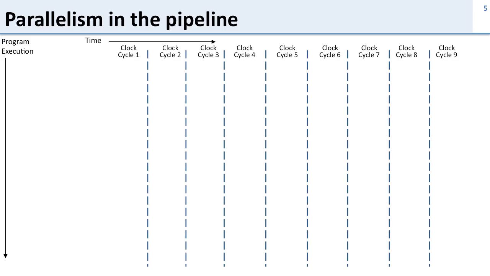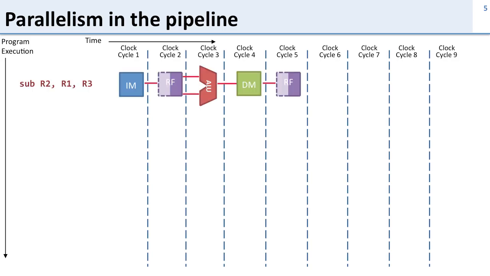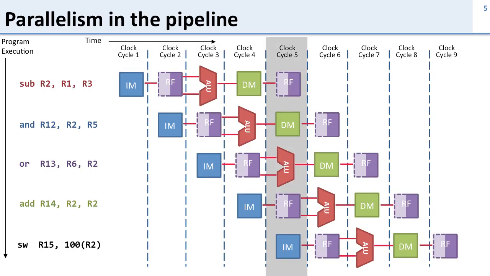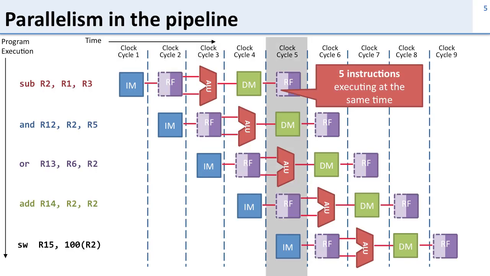How about the pipeline? Well, we've seen this a lot of times so far. In the pipeline, we have one instruction, another, and we keep going and we fill up our pipeline. And what do we get? Well, here we have 5 instructions, all of them executing in parallel, that is at the same time on the processor.